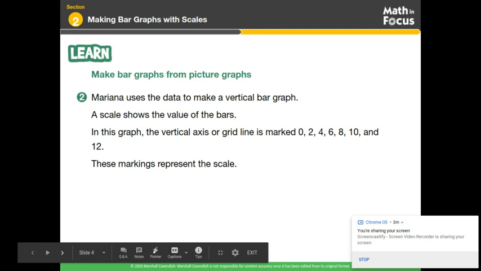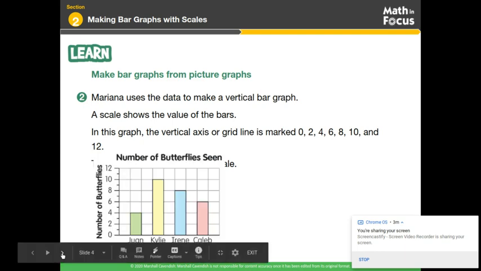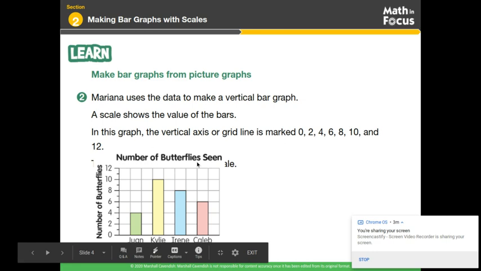You can use the information on a picture graph to make a bar graph. Mariana uses that same data to make a vertical bar graph. A scale will show the value of the bars, and on this graph, the vertical axis, or grid line, is marked 0, 2, 4, 6, 8, 10, and 12. You'll also notice, just like a picture graph, this bar graph has a title, Number of Butterflies Seen, and it has labels on each side.